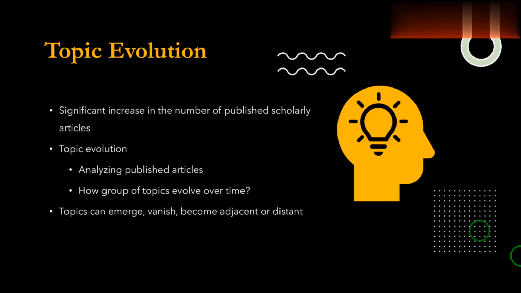Due to the significant increase in published scientific articles, tracking research topics evolution is a fascinating field of research. Topic evolution indicates how a group of topics behave over time. These topics can be research areas or news topics in social media. In research topics, topic evolution is usually performed by analyzing published articles. The problem is how a group of research fields evolve over time. Topics can emerge, vanish, or become adjacent or distant from each other.